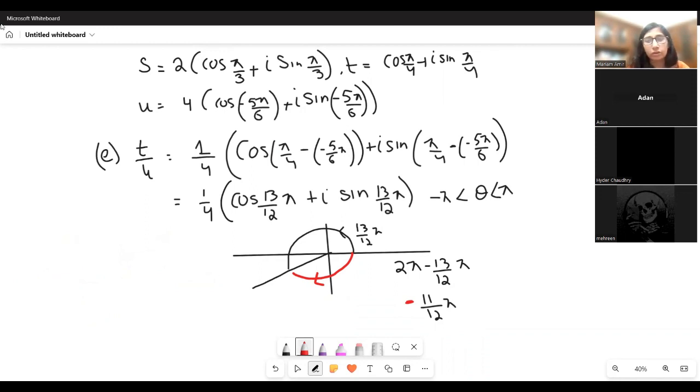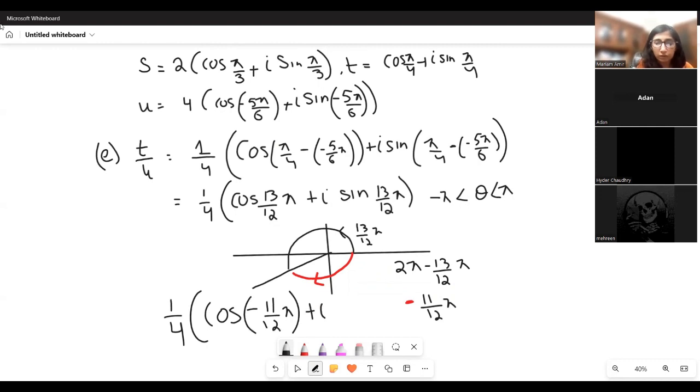But you have to follow the rules of the topic. All right, so it's going to be 1/4 of cos -11/12 pi and plus iota sine -11/12 pi. This is part E.